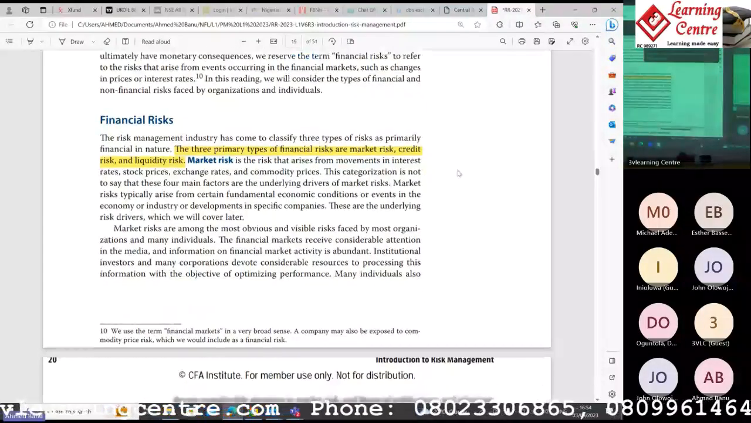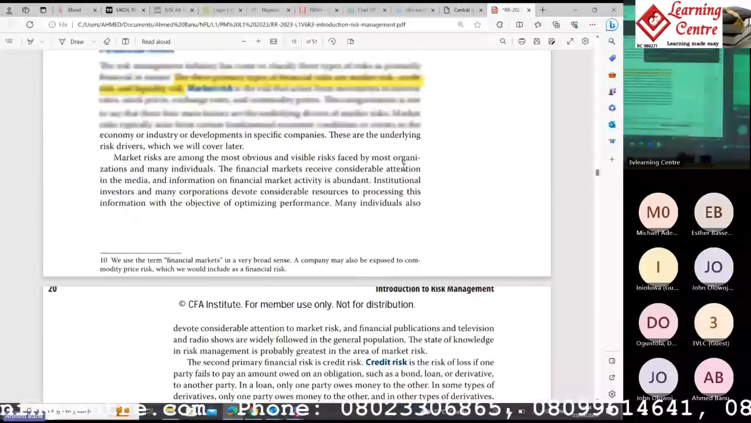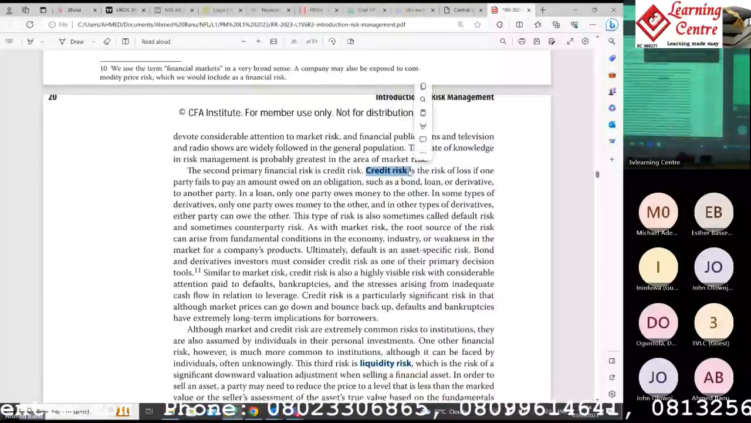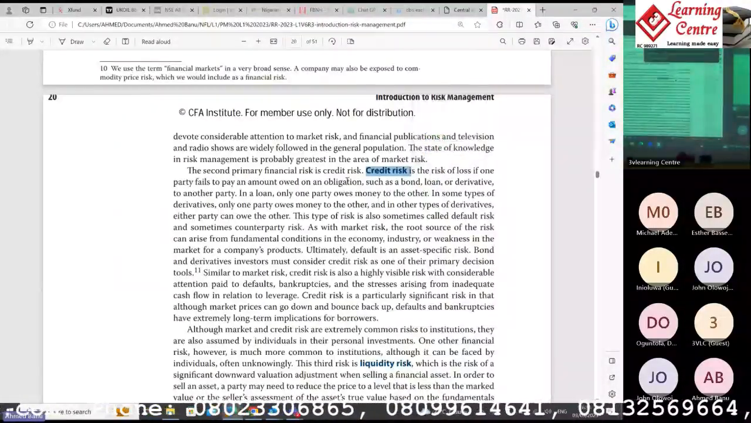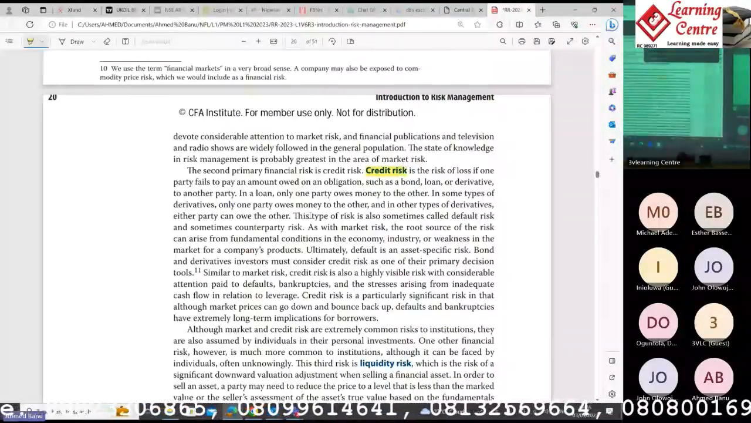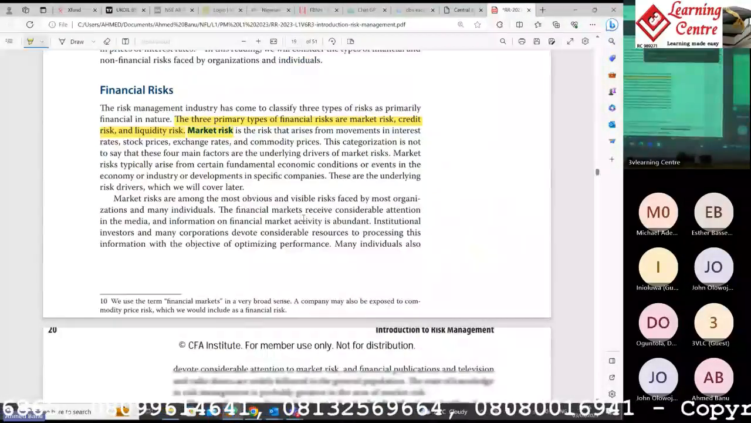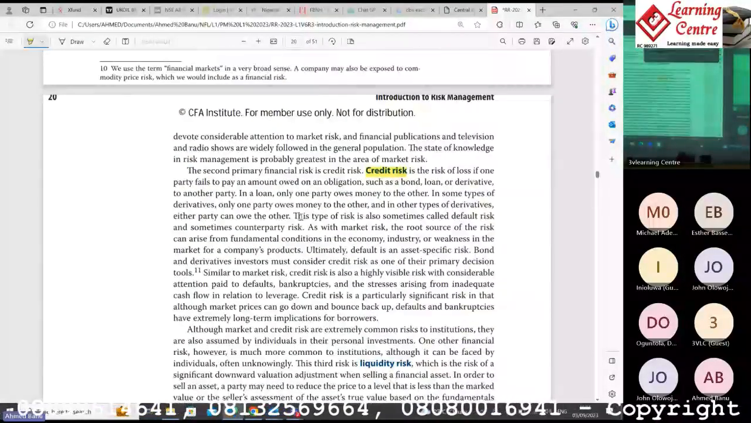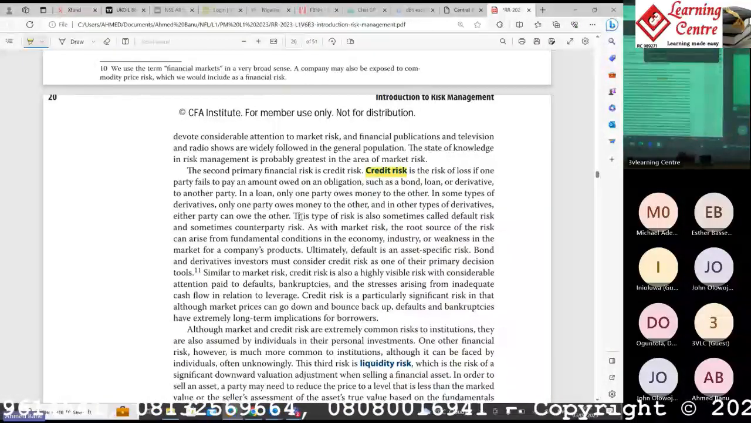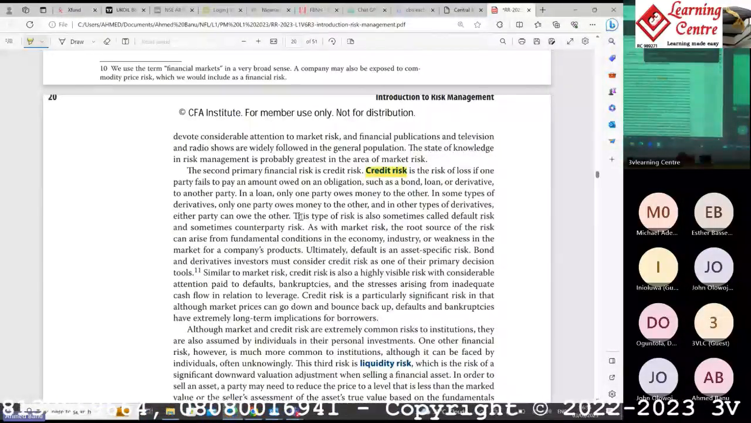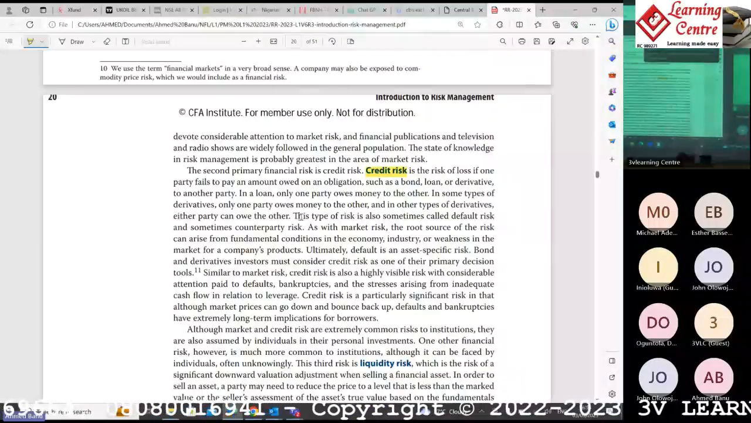Now, the other risk is called credit risk. Credit risk is the risk that somebody is going to default. Somebody won't fulfill their financial obligation in the future. Meaning that I borrow you money, and on the day you're meant to pay me back, you disappear. So that's what credit risk is.